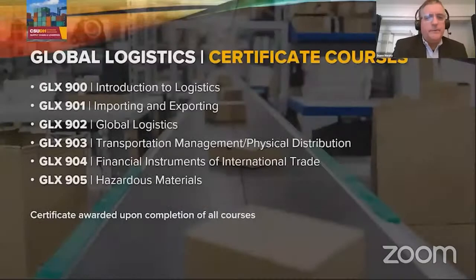The Global Logistics Certificate courses. 900 is the Introduction to Logistics, where we talk about the global industrial cycle, outsourcing, and we do the 30,000 foot overview of the logistics industry, where it's been and where it's going. 901, importing and exporting. As we mentioned before, we will get into all the process and the mechanics of importing and exporting. 902, global logistics. We will continue our discussion on global logistics processes like customs clearance, those types of things.